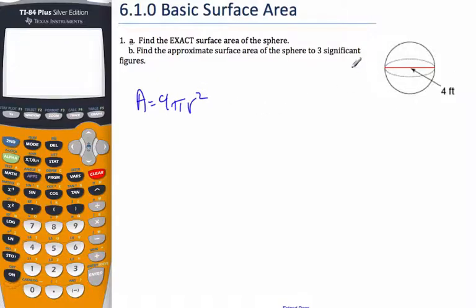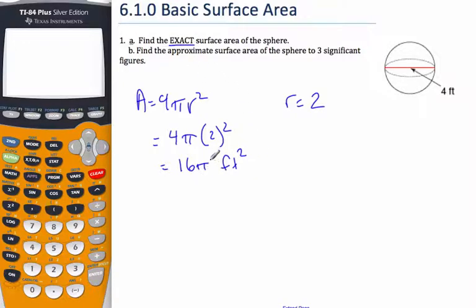If I look at the sphere, what is my radius going to be, Mr. Song? Radius is 2 feet. How'd you get 2? Because it's half of the diameter. Okay, so I take my r, I plug it in, I get 4 pi 2 squared. When I square first, 2 squared is 4. 4 times 4 is 16 pi. And I'm going to say feet squared.